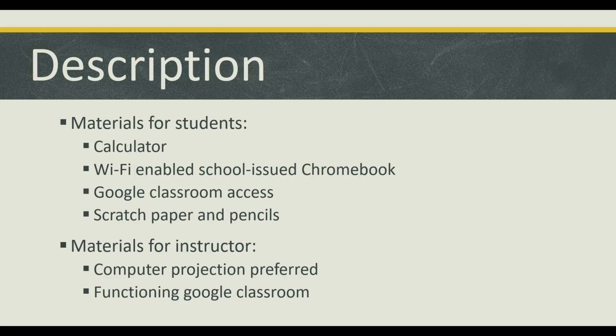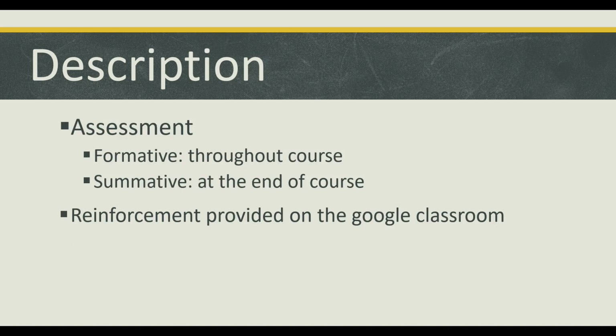Students will need a calculator, a Wi-Fi enabled school-issued Chromebook, Google Classroom access, scratch paper, and pencils. And the instructor will need computer projection if possible, but it is not necessary, and a functioning Google Classroom. Students will be assessed in a variety of ways throughout the course. There will be formative assessment during the module and a summative assessment at the end of the course. There will also be reinforcement provided on the Google Classroom upon completion of the course in case students need extra practice or need somewhere to go to get extra help.